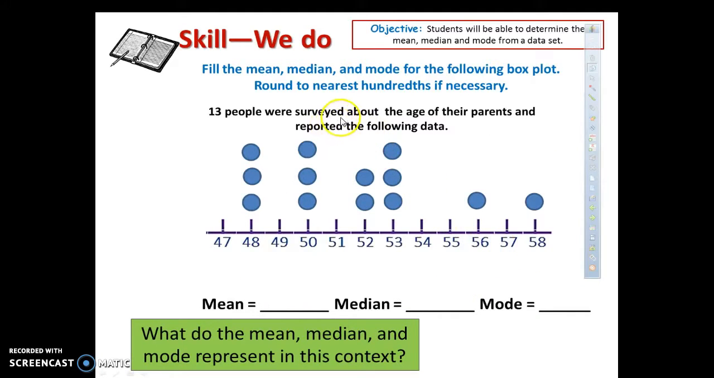Alright, and the final problem that you are going to do is this one here. It says 13 people were surveyed about the age of their parents. So here are the ages of 13 people. Please go ahead, pause the video, and try this one on your own.